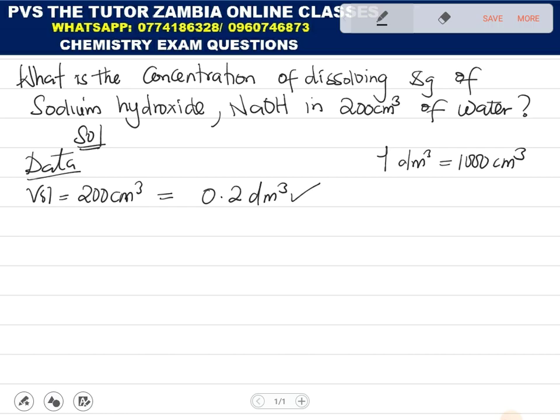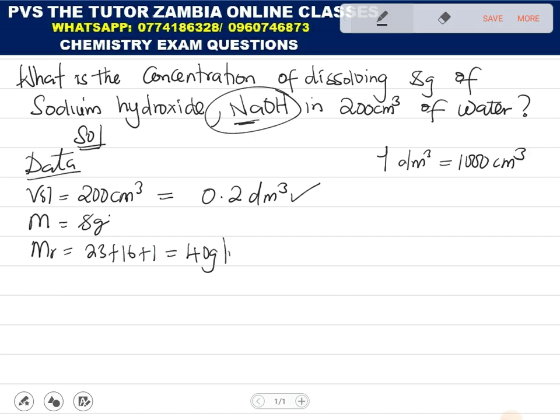The next one is we have the mass, which is 8 grams. But we also need the molar mass for sodium hydroxide. The molar mass for sodium hydroxide is sodium is 23, oxygen is 16, plus 1. This will give me 40 grams per mole. This is the relative molecular mass which I need.